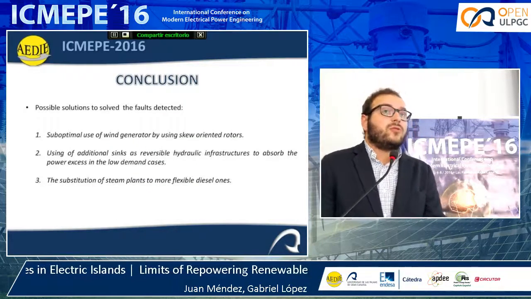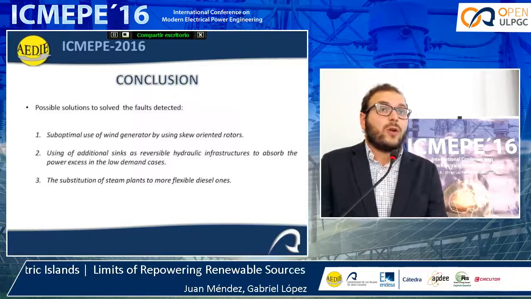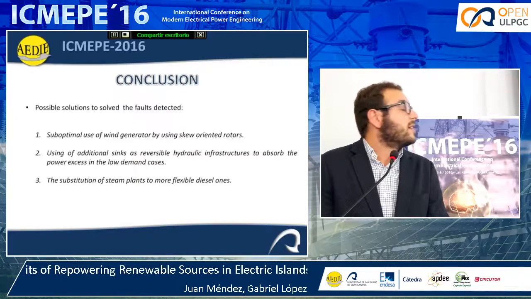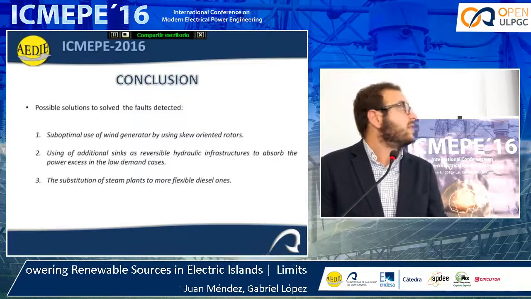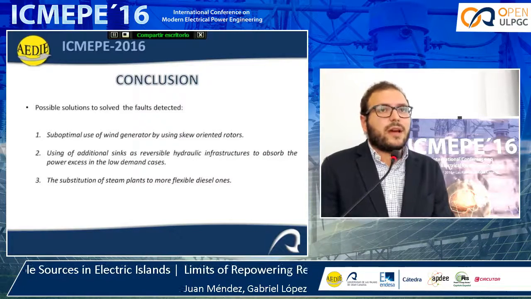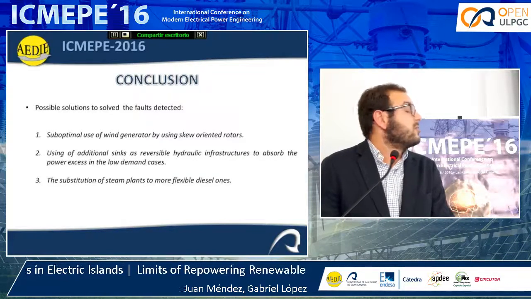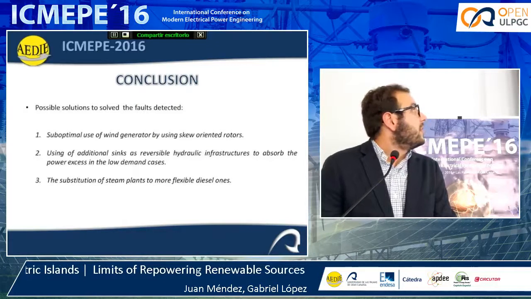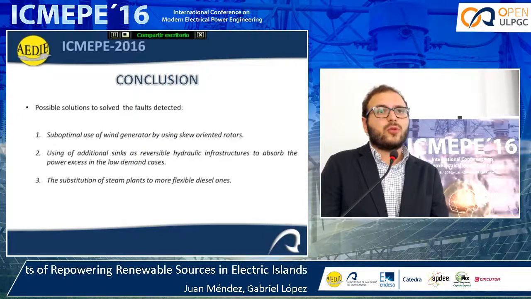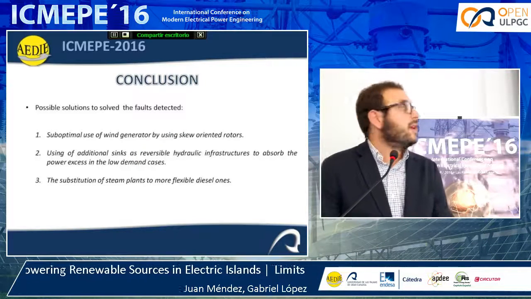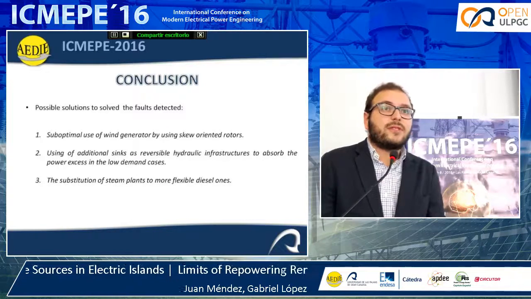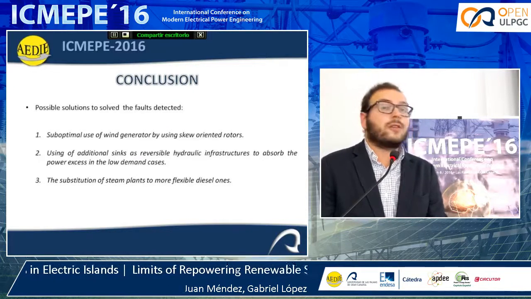With the aim of avoiding these faults, we have proposed some solutions. The first one is the cheapest and is a suboptimal use of the wind generators using a skew-oriented rotor system. The second one is the most expensive and consists in the use of additional sinks and hydroelectric power stations to absorb the power excess in the low demand cases. And the last one, also expensive, is the substitution of the steam turbines by more flexible diesel ones.